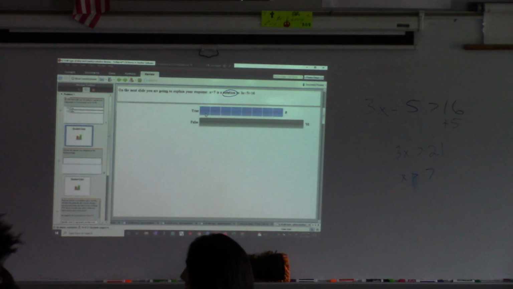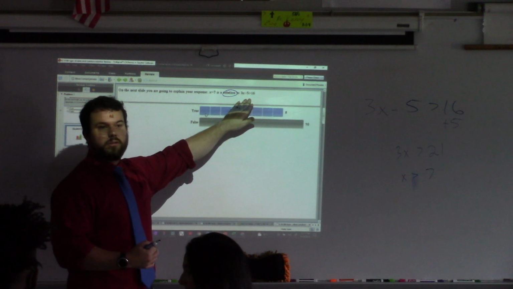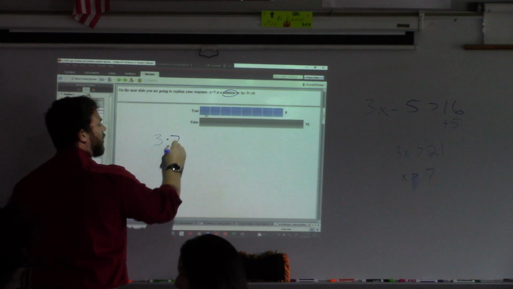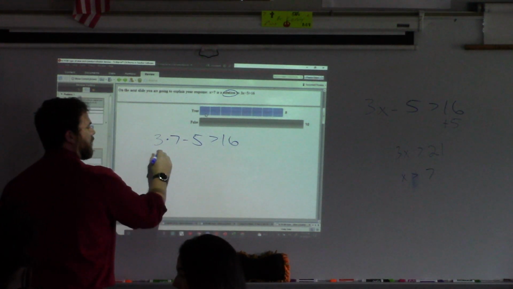That's right. Anything greater than 7. Remember, it's any value that makes that inequality true. So you don't have to show all the work to determine if one single number is a solution. 8 and more.